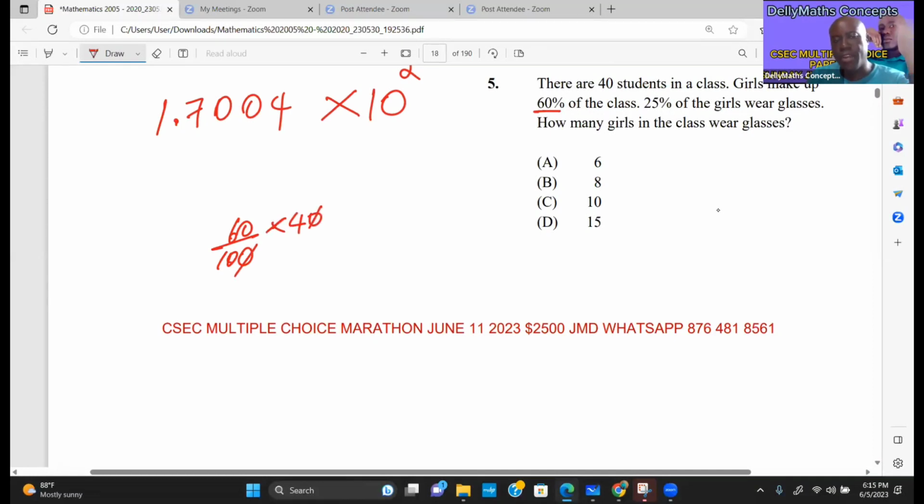Zeros cancel, and 6 times 4 gives you 24. So we have 24 girls. The question went further. It says 25% of the girls wear glasses. Then they want to know how many girls wear glasses.